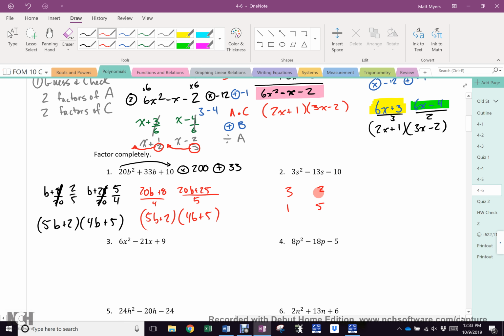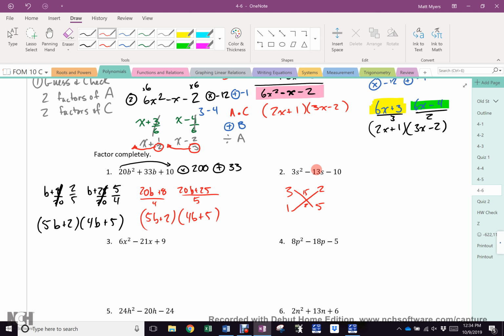So, now I got to do some multiplying, right? 3 times 2 is 6. 1 times 5 is 5. Are 6 and 5 going to get me 13? No. Okay, so I can't go straight across. What if I go diagonally? What's 3 times 5? 15. What's 2 times 1? 2. Hey, will 15 and 2 somehow get me negative 13? Which one?